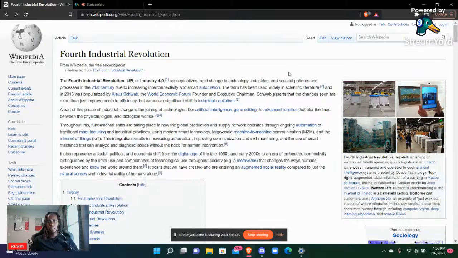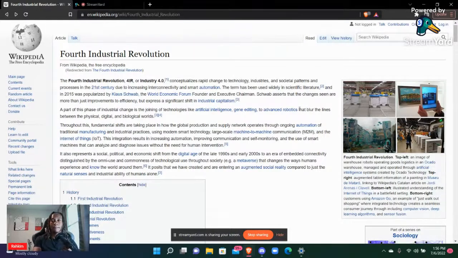So yeah, it says Schwab asserts that the changes seen are more than just improvements to efficiency, but express a significant shift in industrial capitalism. A part of this phase of industrial change is the joining of technologies like artificial intelligence, gene editing, and advanced robotics that blur the lines between the physical, digital, and biological worlds. That part, I was reading this last night. This is why I'm making this video now.